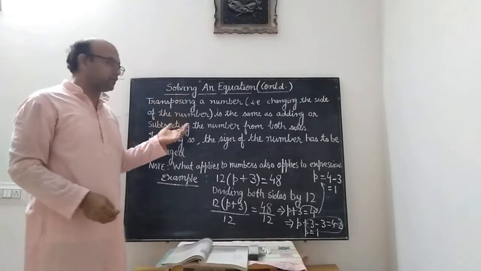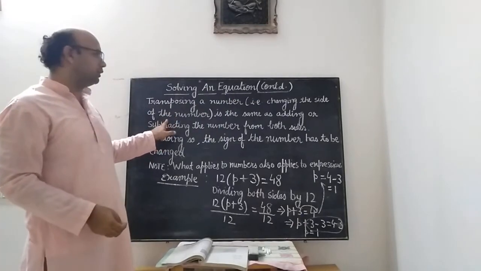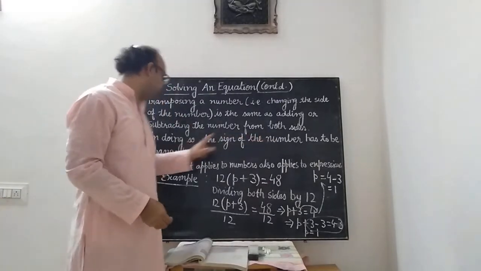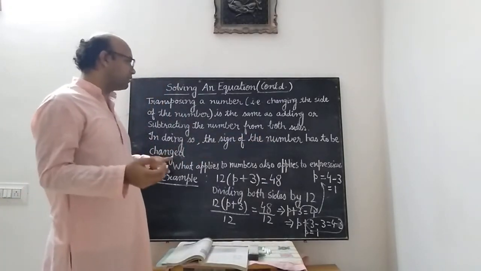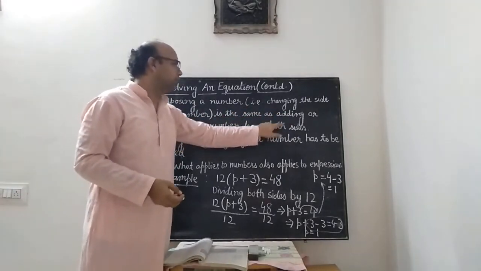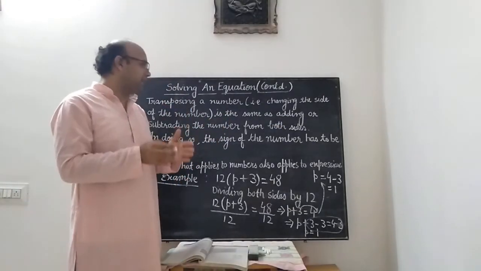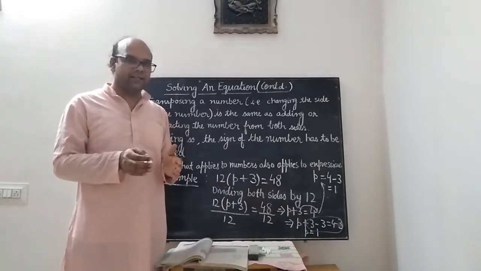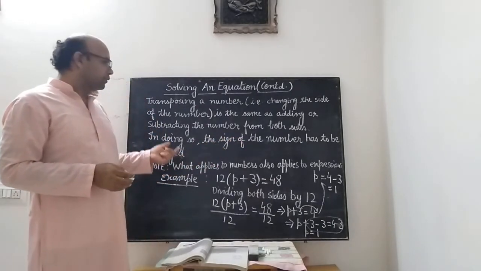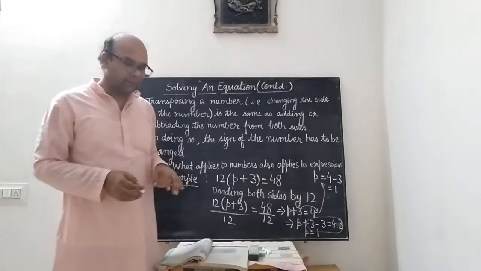So we come back to this thing again. What is transposing a number? We change the sign of the number. The sign of the number has to be changed. And what is it the same as? It is the same as adding or subtracting the number from both the sides. So whenever we add or subtract the same number from both the sides and we change the sign of the number, that concept is basically called transposing a number.